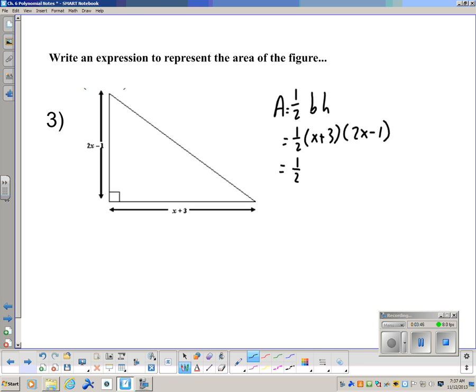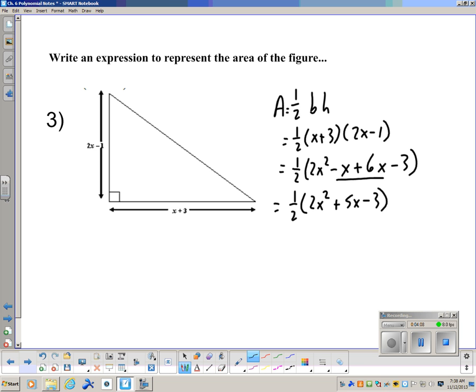So x times 2x here is 2x squared. X times a minus 1 here is a minus x. 3 times 2x here is plus 6x. And 3 times a negative 1 here is a minus 3. Combining our middle terms there, we get 2x squared plus 5x minus 3.